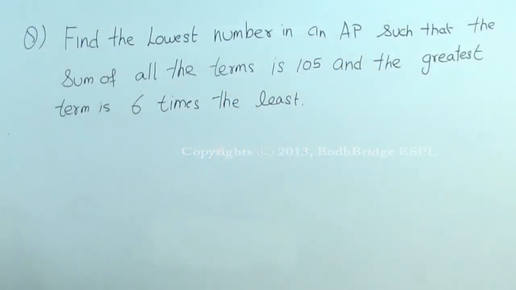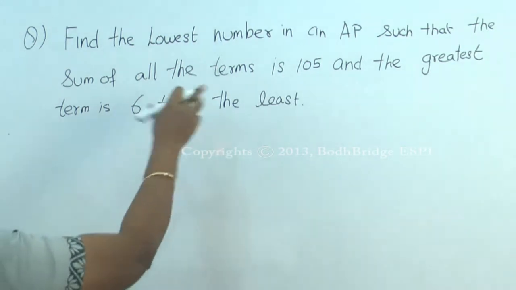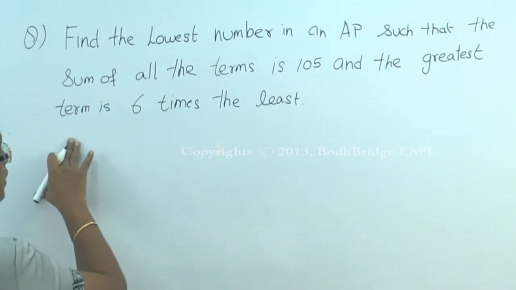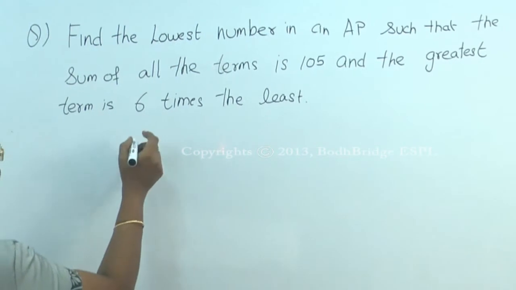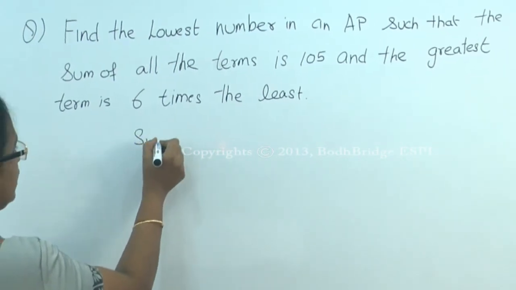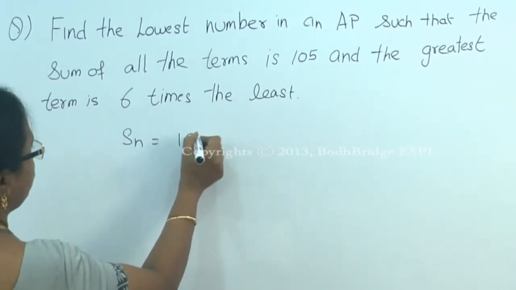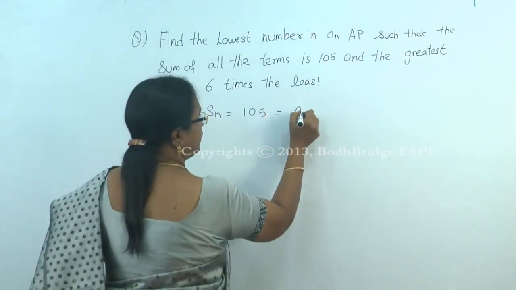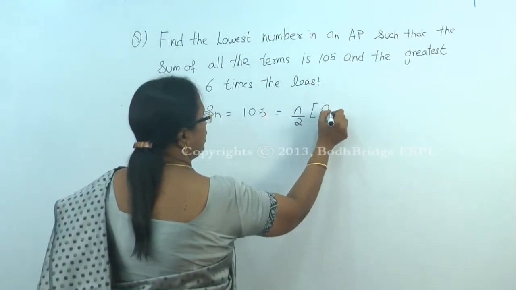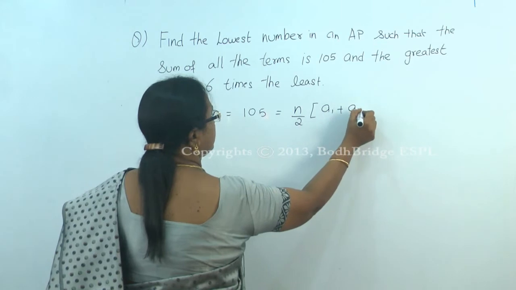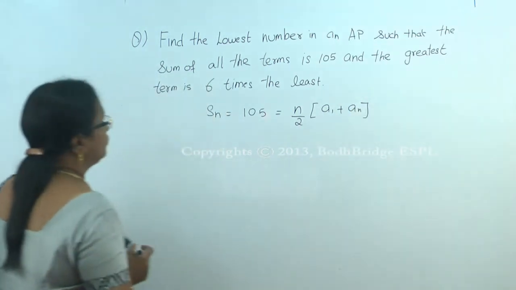The next problem is: find the lowest number in an AP such that the sum of all the terms is 105 and the greatest term is 6 times the least. So the lowest term in an AP is asked and the sum is given as 105. So Sn equals 105, which is equal to n by 2 (a1 plus an). Let us use this formula.